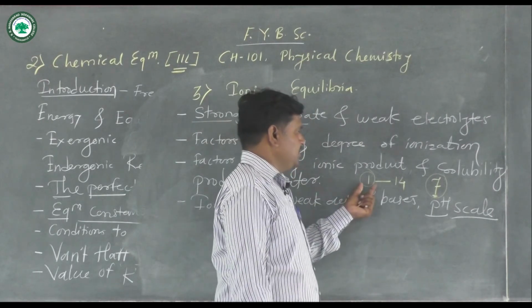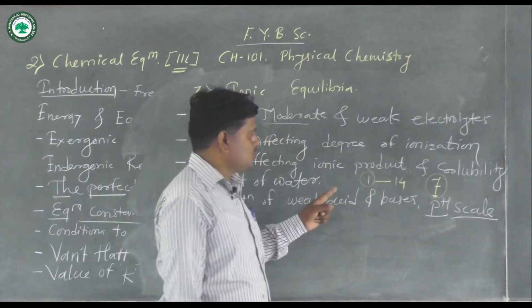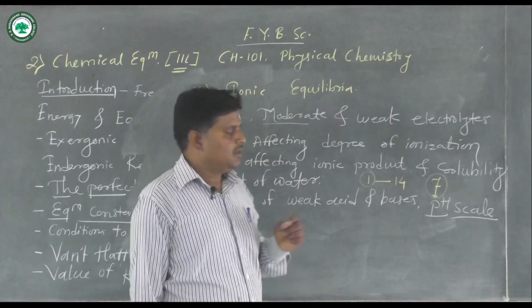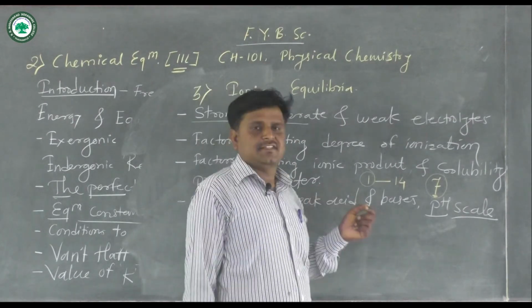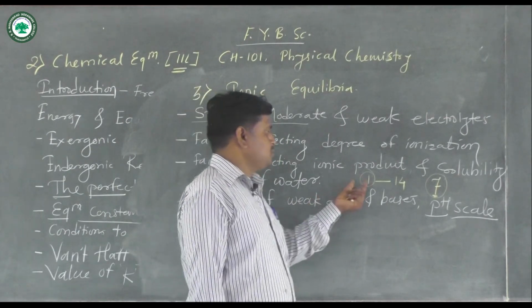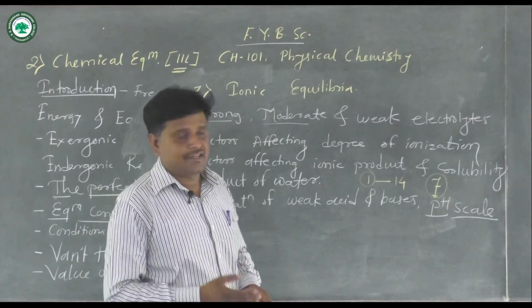And if the pH is 1, we call it strongly acidic. What does that mean? Acidic content is more, or positively charged ions are in excess, and that's why we call it an acidic solution, a strongly acidic solution.